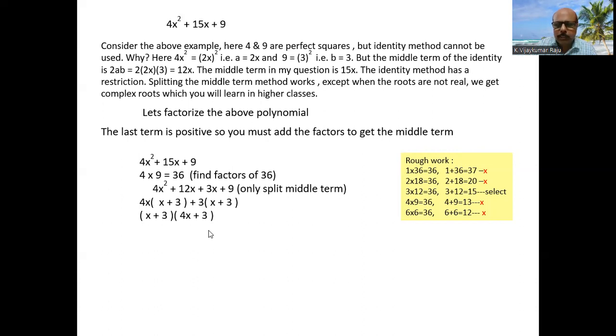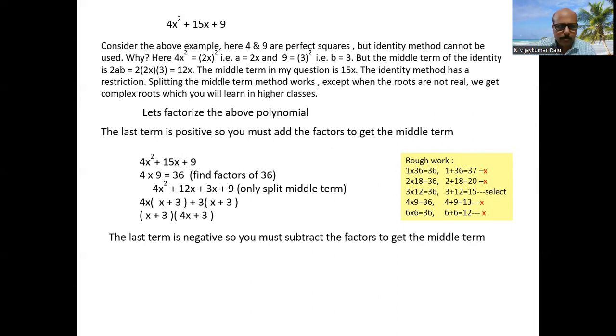So splitting the middle term is much more convenient and useful. We need not think whether it will suit a particular identity, or which identity will be suited. Here we can directly go in for splitting the middle term and it works out very well.